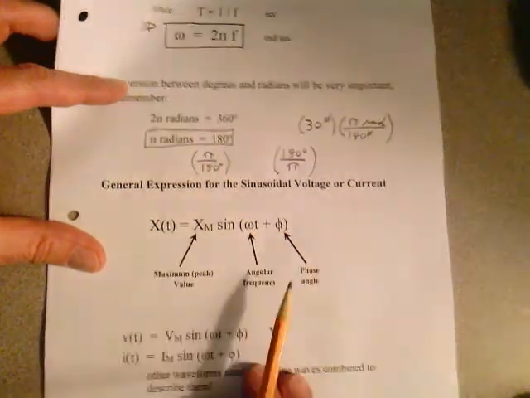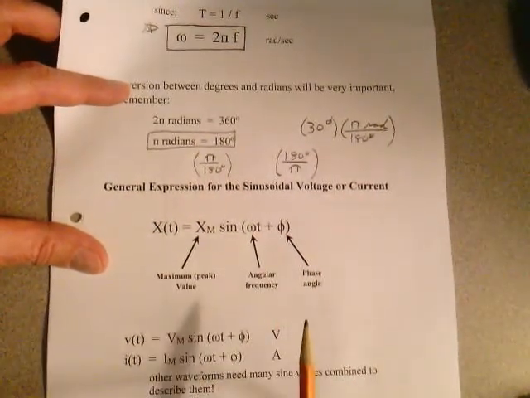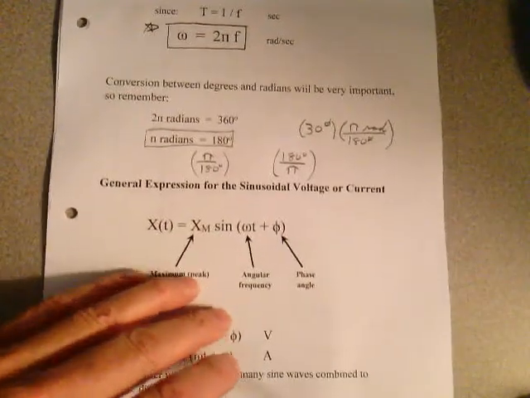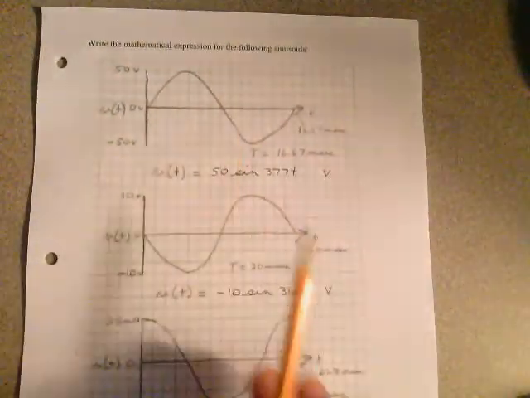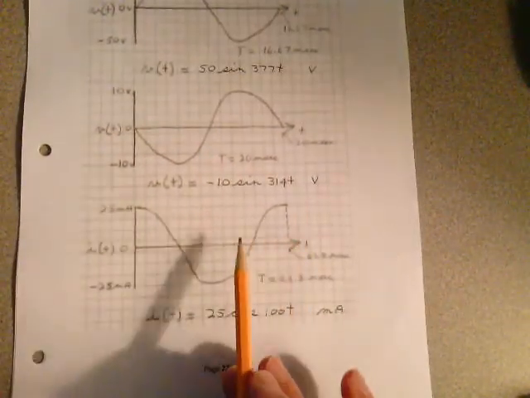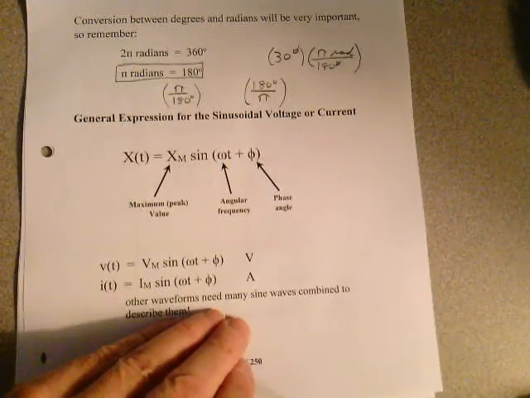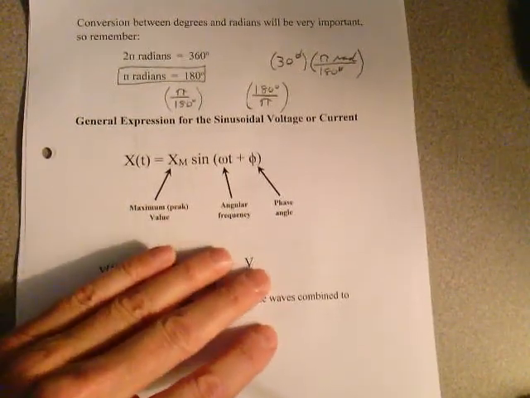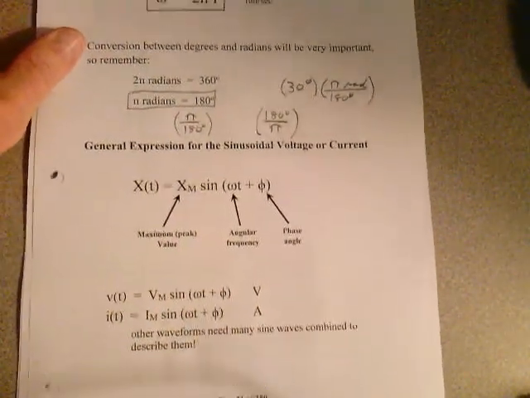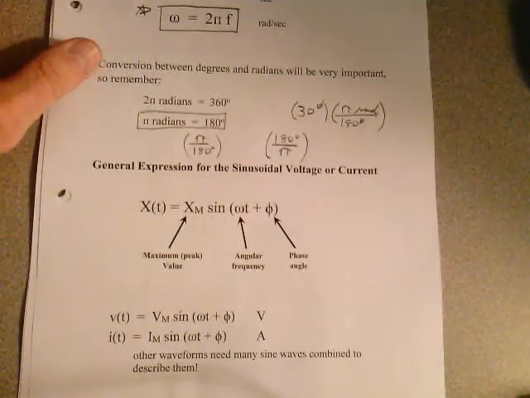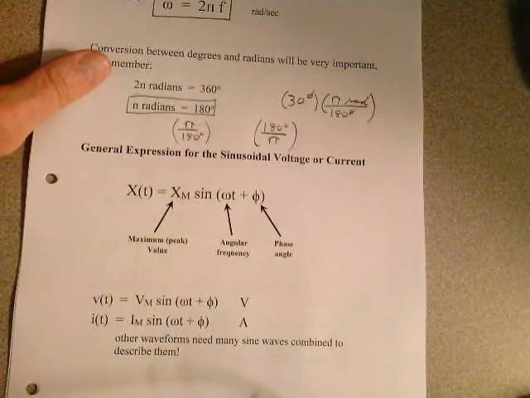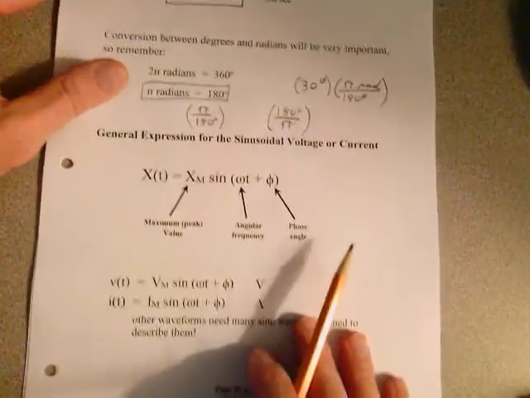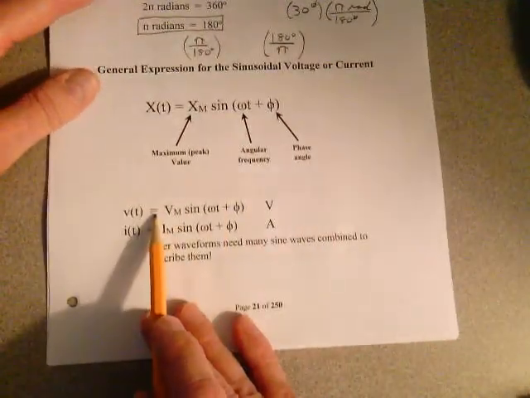Why would you need that? Because if you have a sinusoidal waveform that maybe looks like this, or looks like this, or looks like this on the next page, if you want to start analyzing the circuit, you have to put it in terms of a mathematical representation. And I'm going to show you how to do that right now.